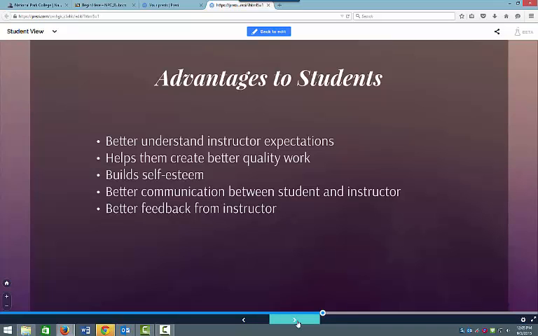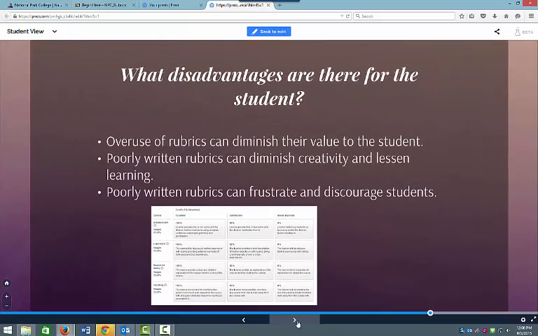and they can go, yeah, I can do this, yeah, I can do this. I don't get this. And so then they can say, okay, this is what I don't understand. This is what I don't get. And then they can actually get better feedback from the instructor because of the way the rubric is designed. You can actually key in to specific areas to give them feedback, and it helps them to understand what's going on. Disadvantages for the student are that overuse of rubrics can diminish the value to the student.